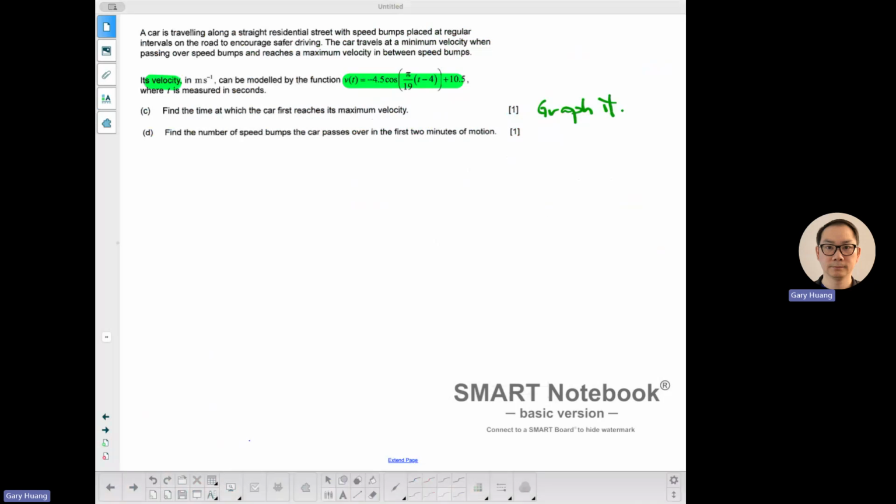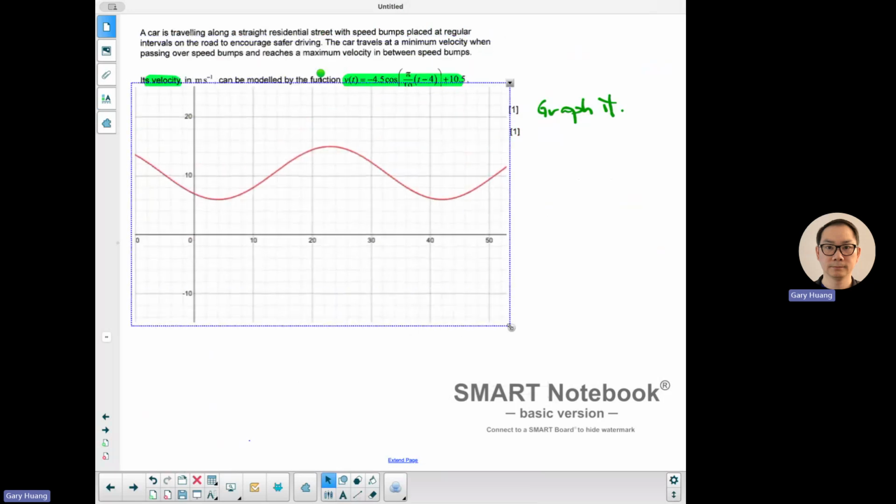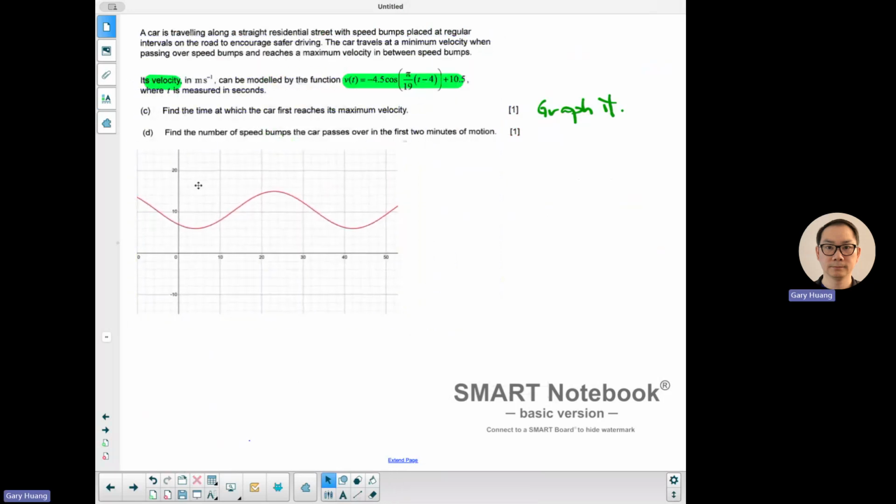So here's what my graph looks like once I put this in the graphing calculator. Okay, so you're going to get something that looks like this. So this is the velocity function, negative 4.5 cosine pi over 19 times t minus 4, plus 10.5. It says find the time at which the car first reaches maximum velocity. Well, maximum velocity is going to be right here, right? That's the maximum velocity, because this is the velocity function, v of t. So maximum velocity first time is going to be this point.